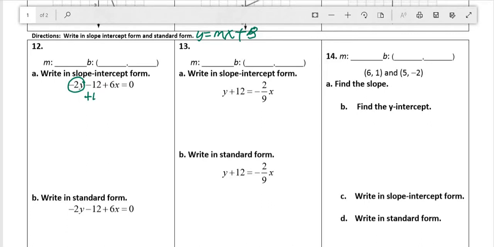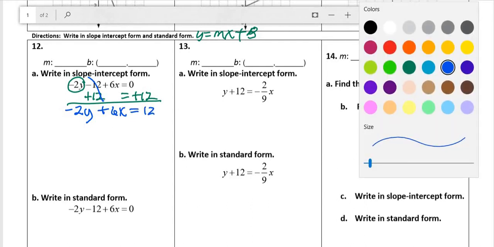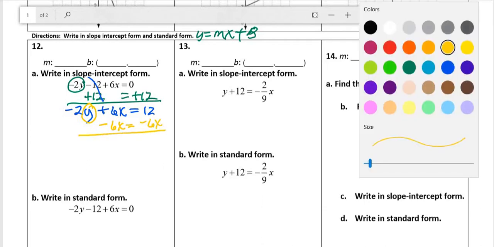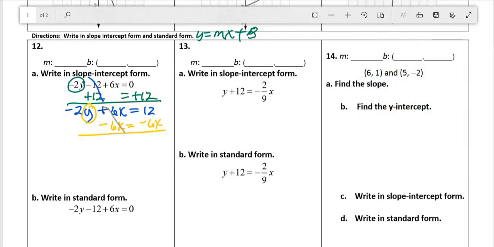So I'm going to need to move these. The -12 becomes a plus 12. Move it over to the right hand side. This right here will cancel out. And I have -2y plus 6x equals 12. Notice that I still do not have my y by itself. So the next thing I'm going to move is the -6x. This will cancel out, and I have -2y equals -6x plus 12.